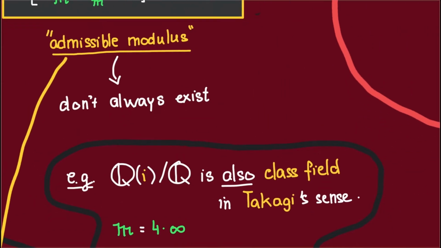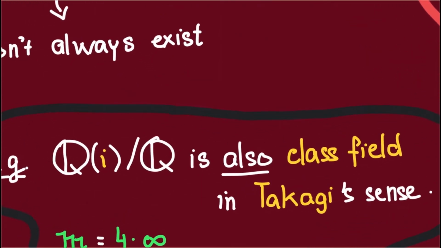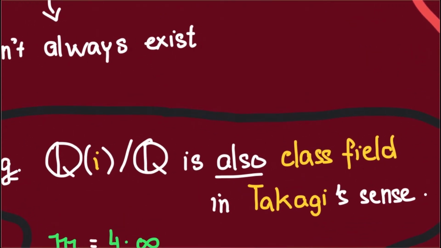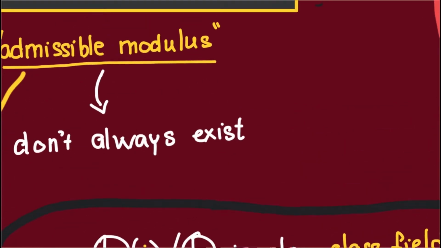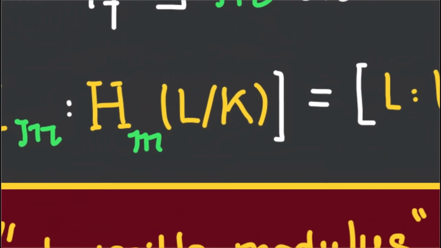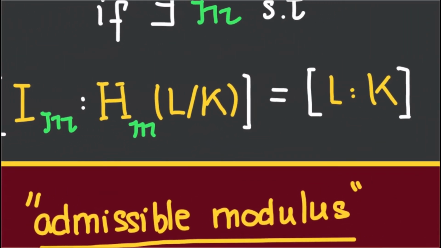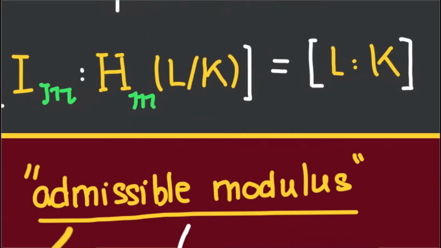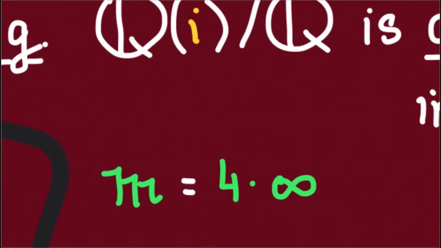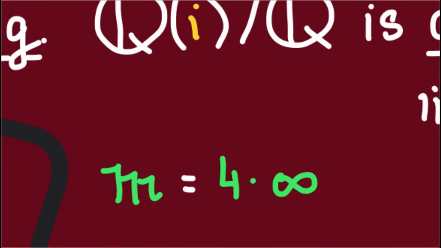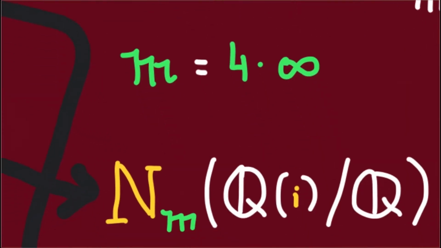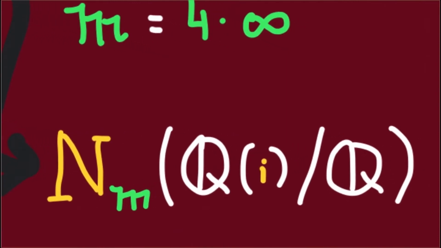So let us look at some example. Let us show that Q(i) is a class field over Q. To show this, we must find some norm subgroup H_M such that the following identity holds. To that end, we're going to let the modulus M be 4 multiplied with the canonical infinite prime on Q. Let us now find the norm subgroup of Q(i) over Q with respect to M.